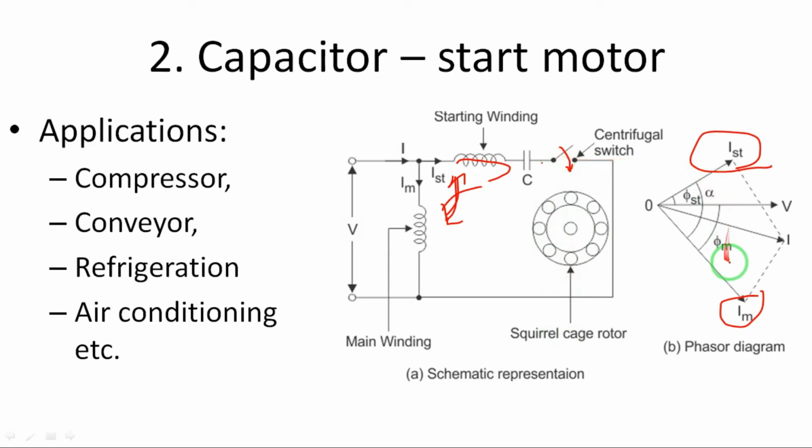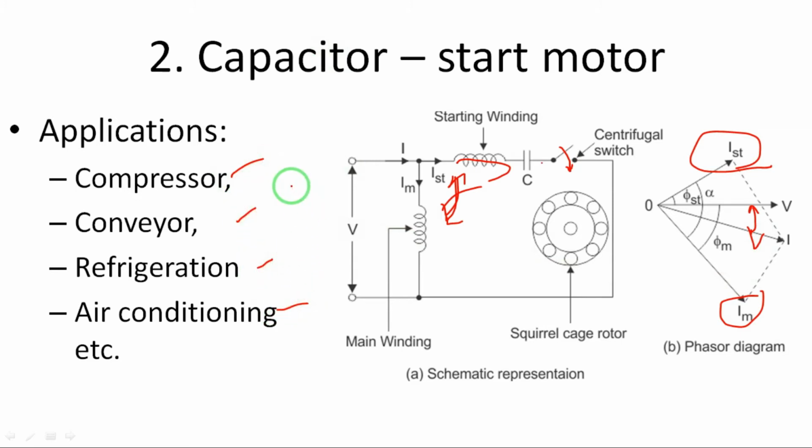Looking at the phasor diagram, this is the main current, this is the starting current, and this is the resultant current. There is a difference between voltage and current. Coming to the main applications: compressors, conveyors, refrigeration, air conditioning.